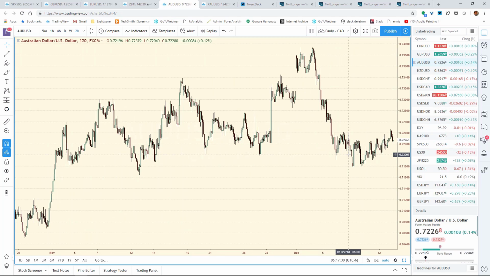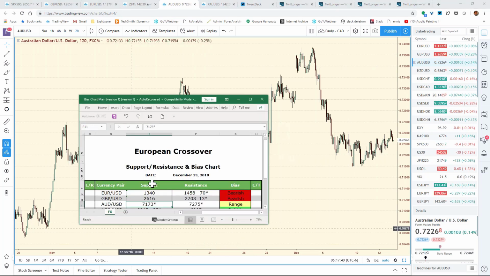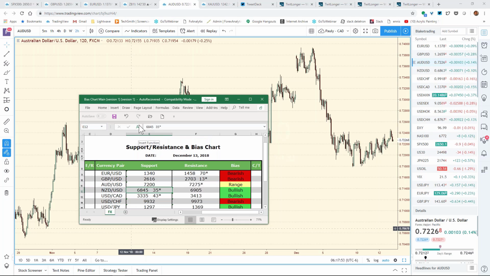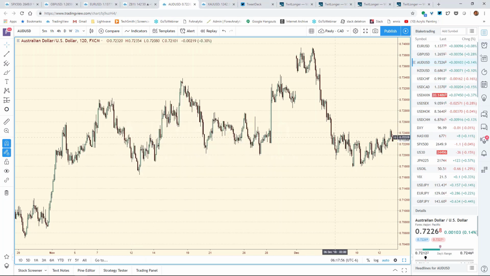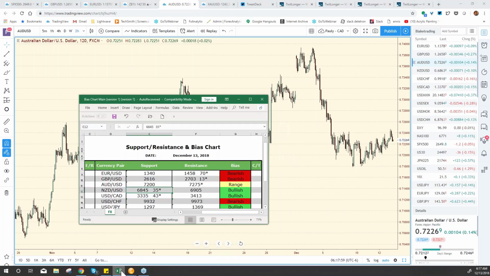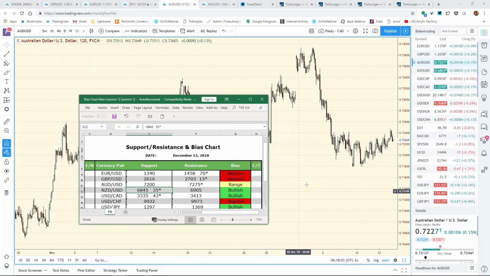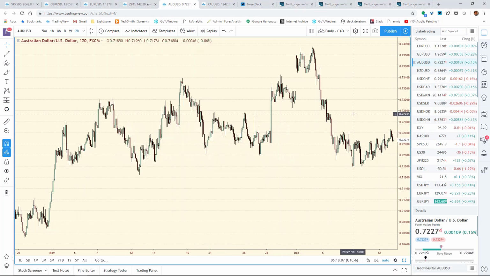Support on a short-term basis, we just call it right there, 72 cents. 72 on a short-term basis. And that 71.73 is key on a daily close. On the upside, 72.75 is also key on a daily. You can see it right there. Yeah, and I think that's going to be it.